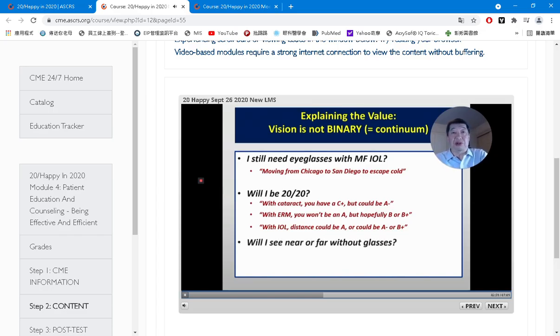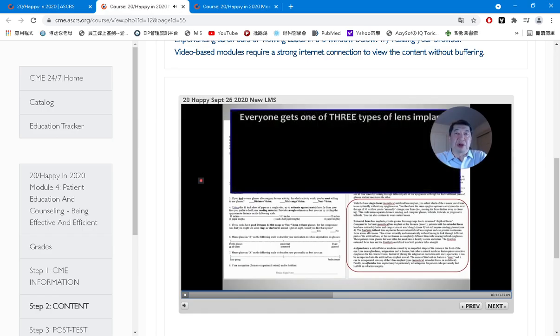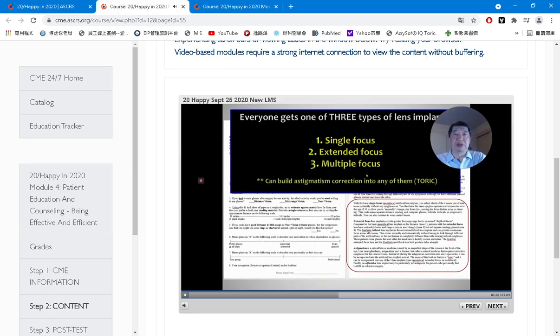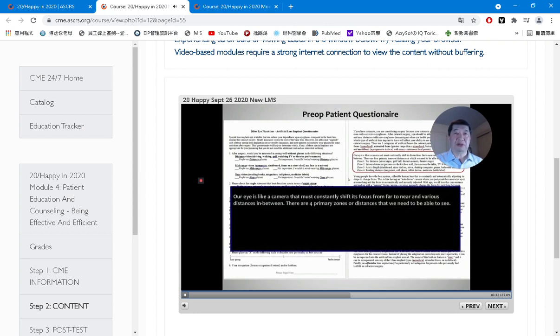And then there's this question, do I want to see near or far? And that's where using a camera analogy helps, and I talk about 4 zones. This is my version of the Dell questionnaire, and in the back I explain, first of all, that there's 3 different kinds of lenses: single, extended, and multiple focus. Notice they all have the word focus. And then we can add your astigmatism correction to all 3 of these if you need them. We mail this questionnaire to everybody in advance, or ask them to download it and fill it out from the website. But then I talk about the 4 zones.